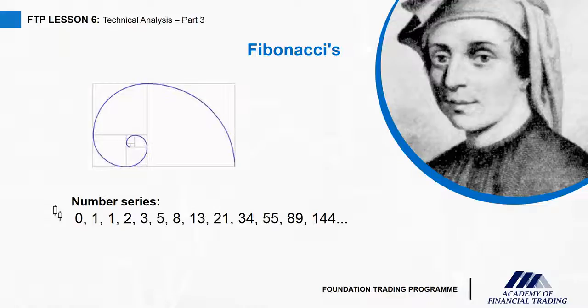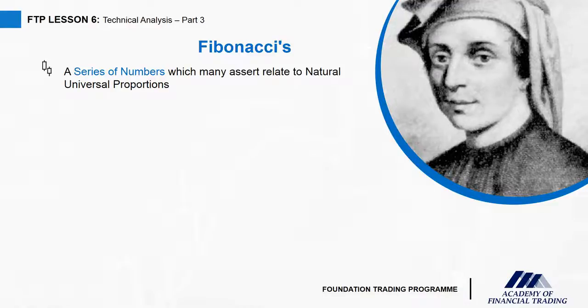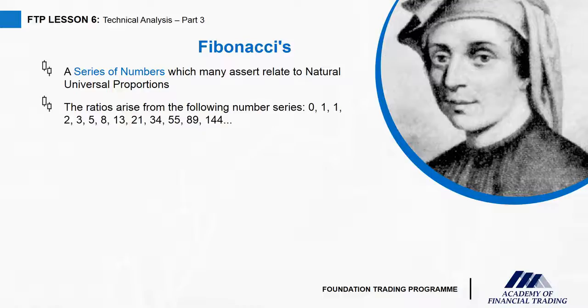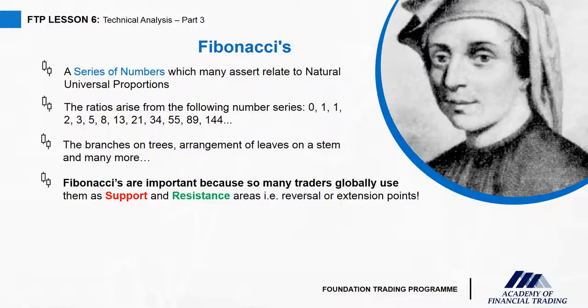Now, you don't need to know too much about Fibonacci. I don't want to drag him on or get you guys too bored, but he obviously applies in trading. Because people see these numbers, they see this mysticism to it, and it's a series of numbers which many assert relate to natural universal proportions, and the ratios arise from the numbers that we just saw. And like I said, it appears in nature. You see it on leaves, stems, flowers, broccoli, cauliflower. Any kind of plant where you see a spiral or something building, it'll always be in a Fibonacci sequence, right?